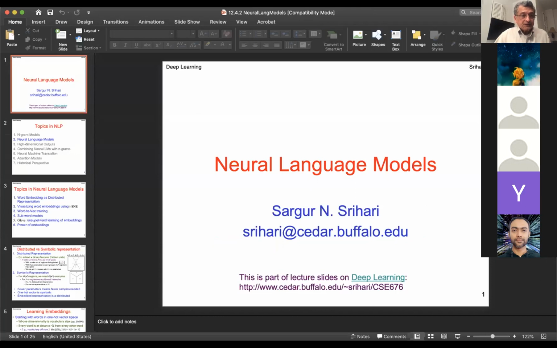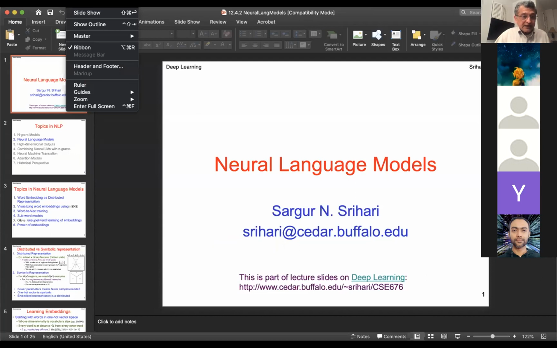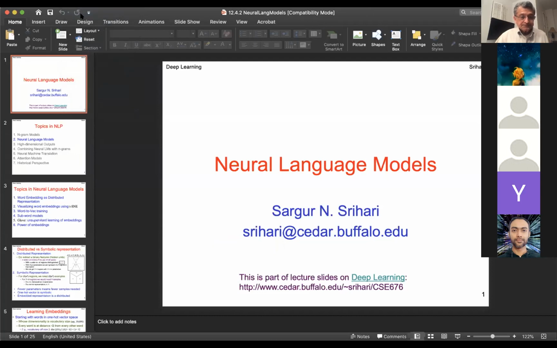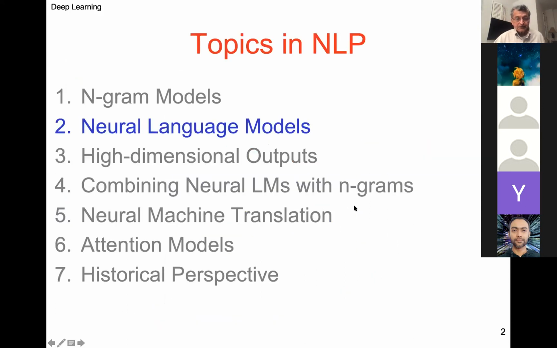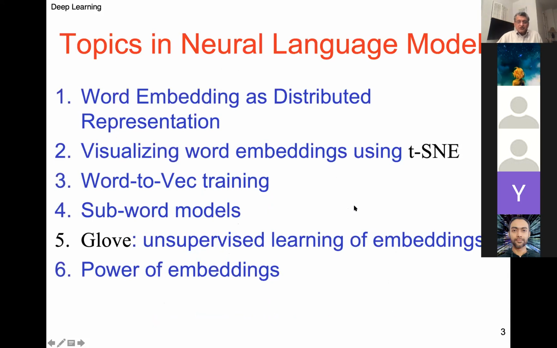All right, the topic now is not simply language models, but neural language models. Neural language models are nothing but deep learning used for language modeling. So what are the topics in neural language models? One is word embedding as distributed representation. One of the key things about neural networks and deep learning is that the representation we use is not symbolic, but distributed, right?